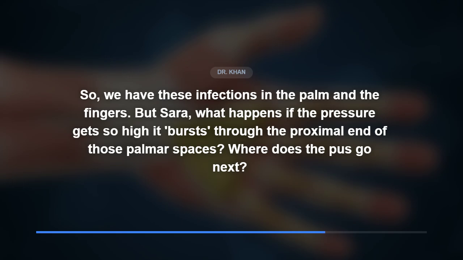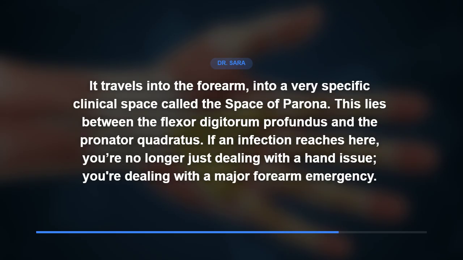So we have these infections in the palm and the fingers. But Sarah, what happens if the pressure gets so high it bursts through the proximal end of those palmar spaces? Where does the pus go next? It travels into the forearm, into a very specific clinical space called the space of Parona. This lies between the flexor digitorum profundus and the pronator quadratus.